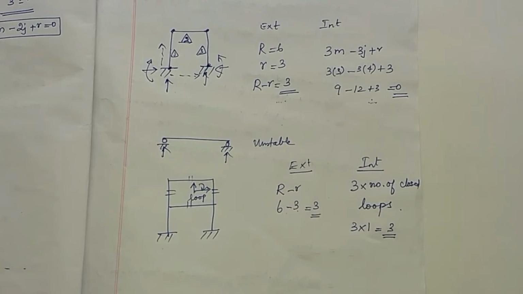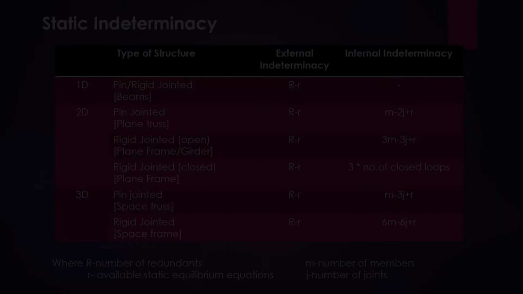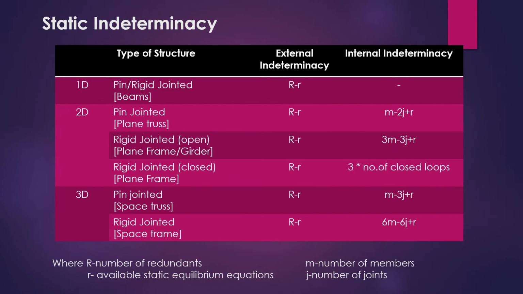We have calculated the degree of static indeterminacy for one-dimensional structure, for two-dimensional pin-jointed structure, two-dimensional rigid-jointed structure. For three-dimensional structure, I'll give the equation. Externally, it is R minus r only. For internally, if it is a three-dimensional pin-jointed structure, I can give the equation as m minus 3j plus r. For a three-dimensional rigid jointed structure, externally it is again R minus r. Internally it is 6m minus 6j plus r. So I'll give the summation of all these.